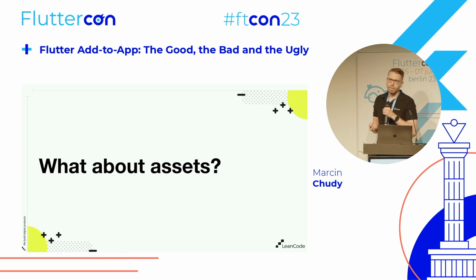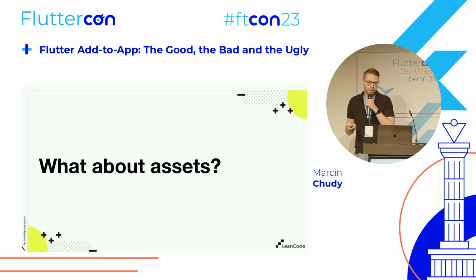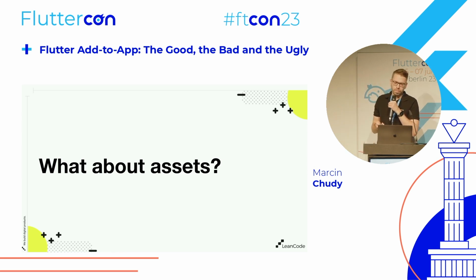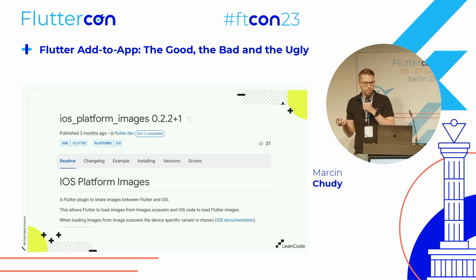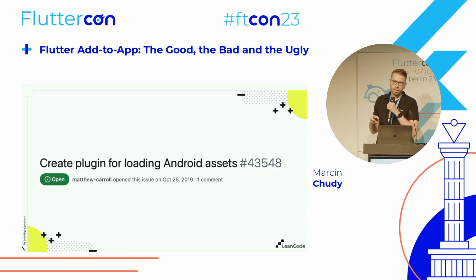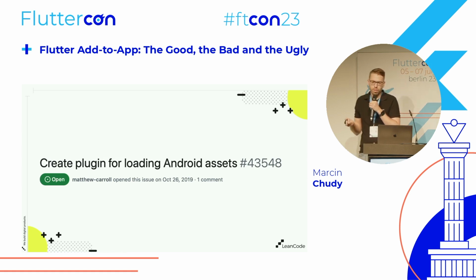Now, what about assets? Your app is also using some icons, images, maybe some animations in JSON. Can we reuse those native assets so we don't put them in the binary twice? There is good news and bad news about this. The good news is that it's possible on iOS. There is a package called iOS Platform Images. The bad news is that it's not yet possible on Android. There is an open issue. It's technically possible, but there is no out-of-the-box solution for now.